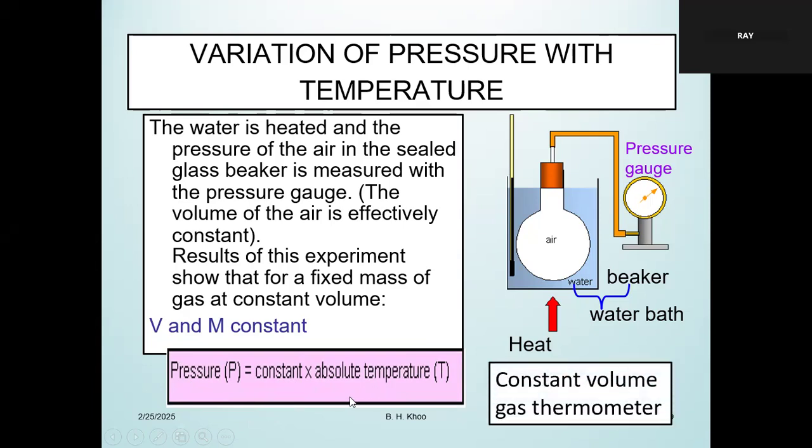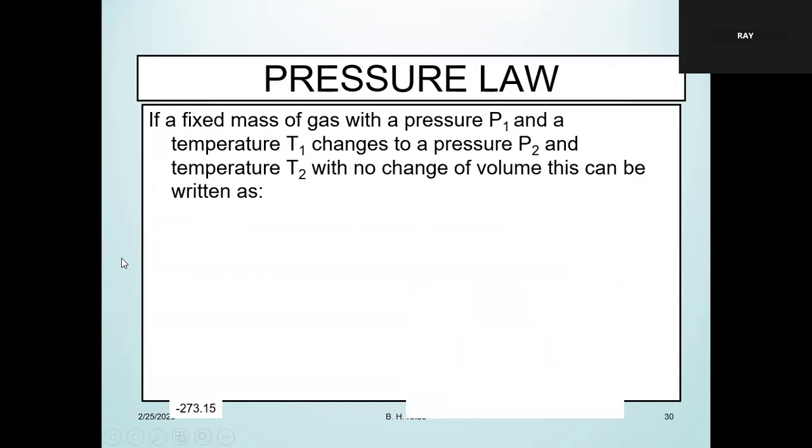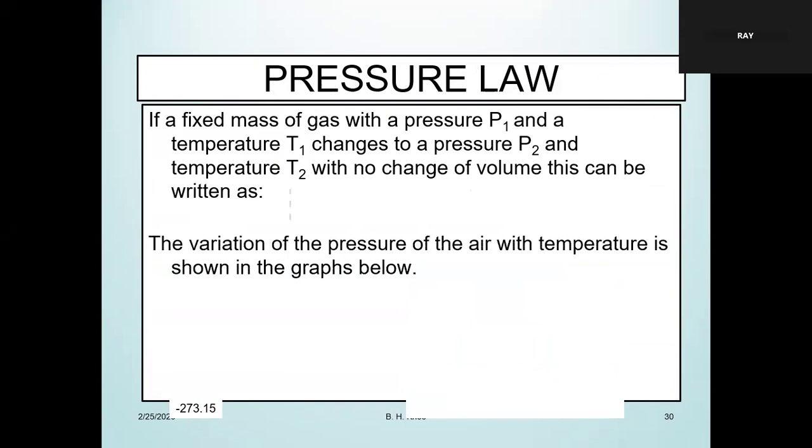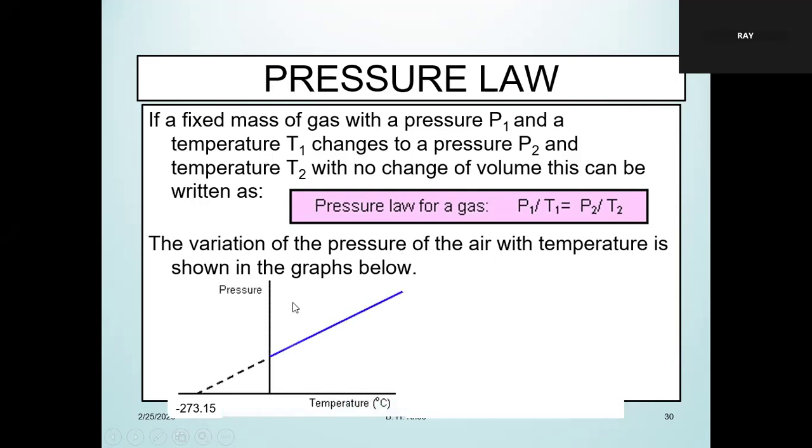Right? This is the idea of a constant volume gas thermometer. If a fixed mass of gas with pressure P1 and temperature T1 changes to pressure P2, temperature T2 with no change in volume, this can be written as P1 over T1 is P2 over T2. The measure of pressure with temperature is shown as a graph.